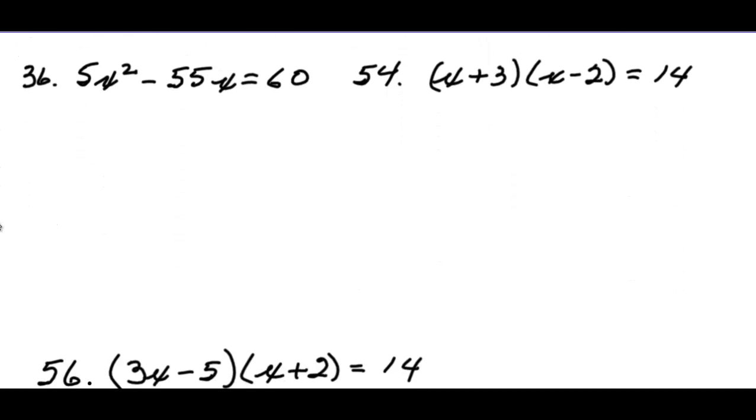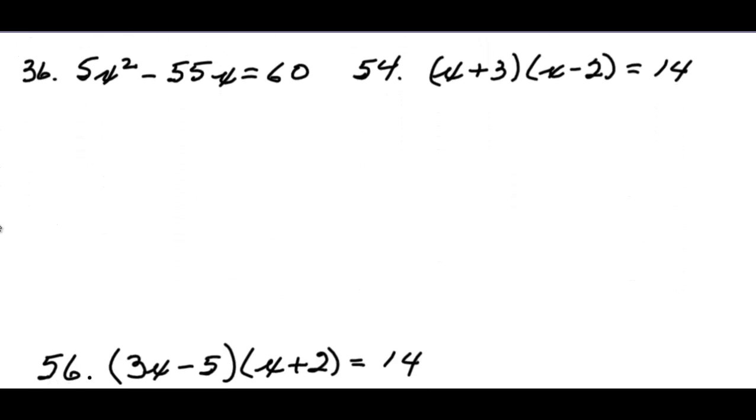Those are fairly simple and straightforward, but now we'll take a look at a couple that are a little more complex. Let's look at number 36. What we have is 5x squared minus 55x equals 60. But we don't have it equal to 0, and what we need to do to get it equal to 0 is subtract that 60 from both sides. What happens when we do that is we get 5x squared minus 55x minus 60 is equal to 0.